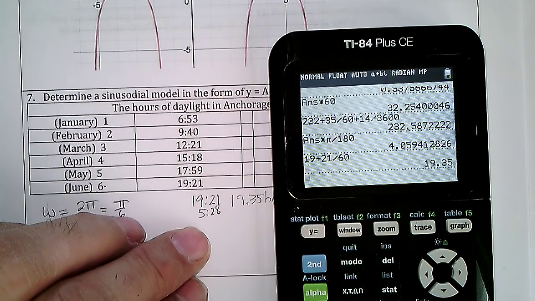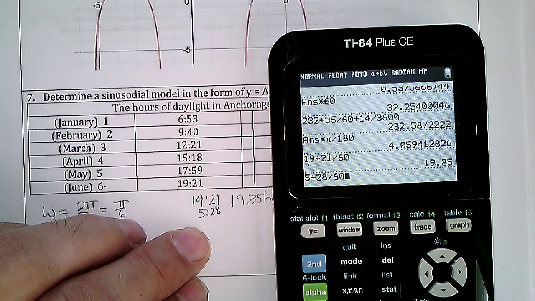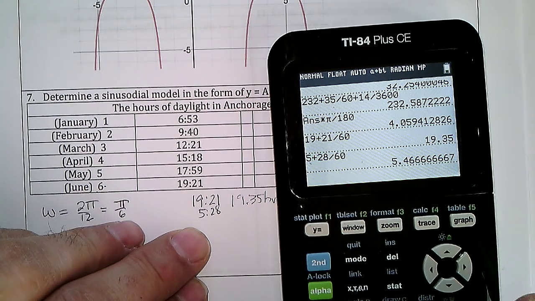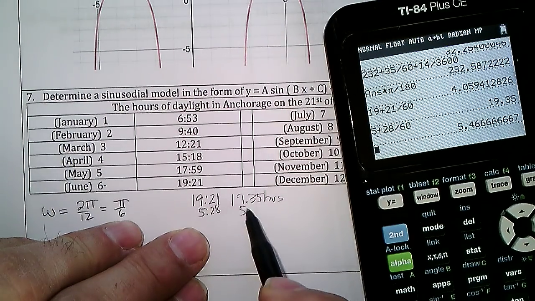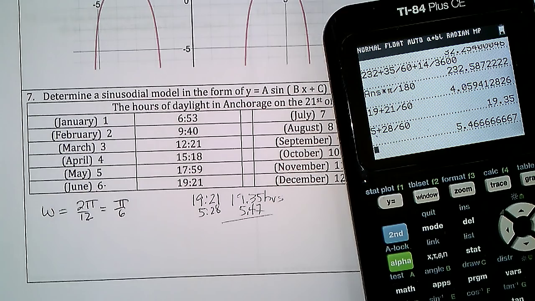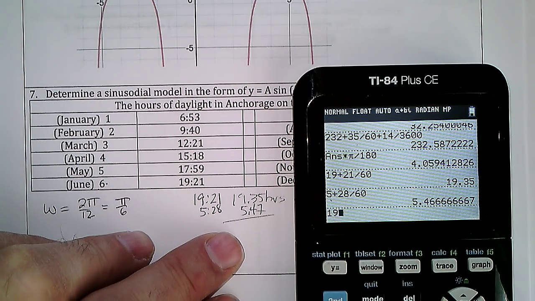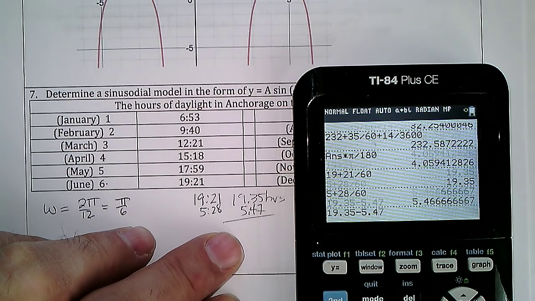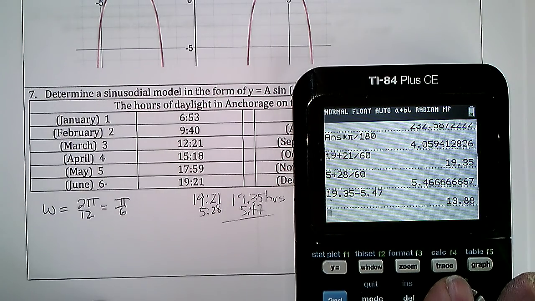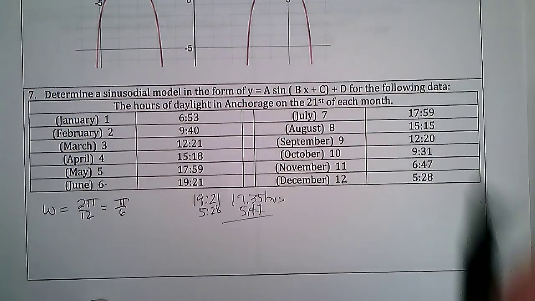And 5:28 is 5 plus 28 divided by 60, which is 5.47. So subtract them, and I get 19.35 minus 5.47. So it looks like double the amplitude, from the max to min, is 13.88.